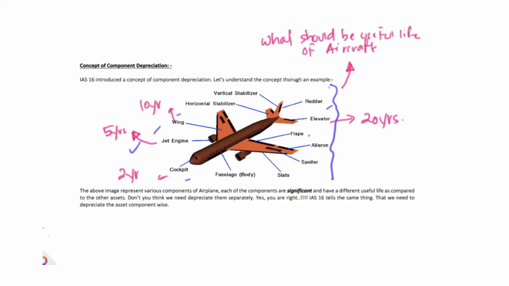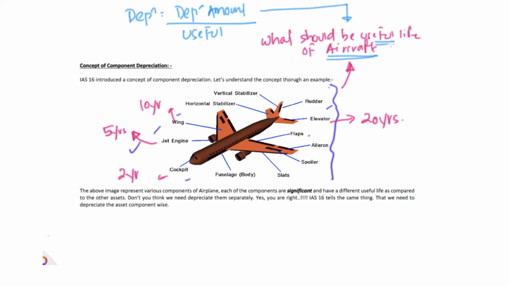And you know why do we need the useful life? Because we're going to depreciate the depreciable amount over the useful life of the asset. Now, it's very much important for me to know the useful life of the aircraft. Hence, IAS 16 comes up with a solution.